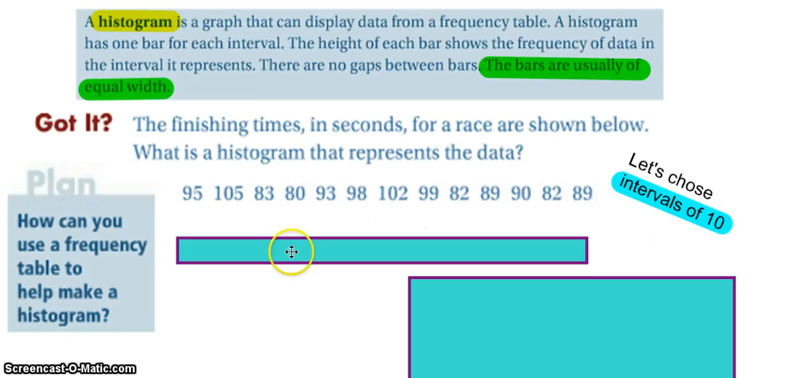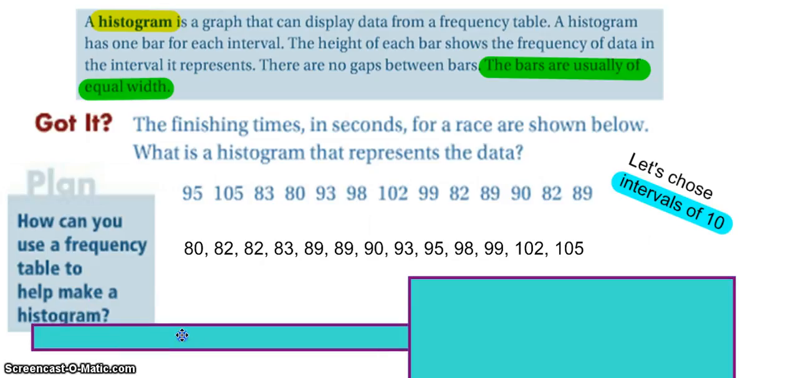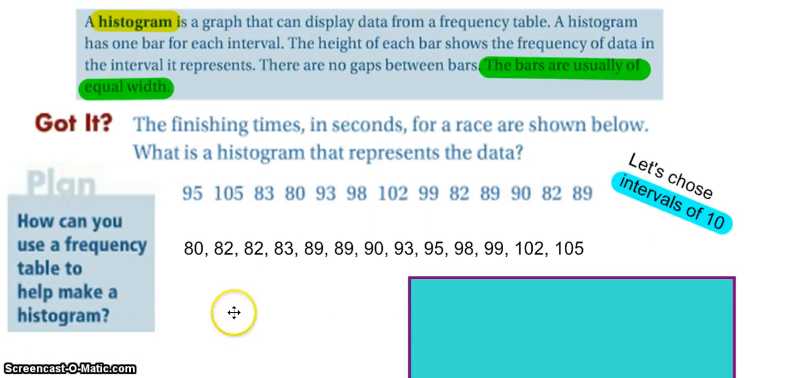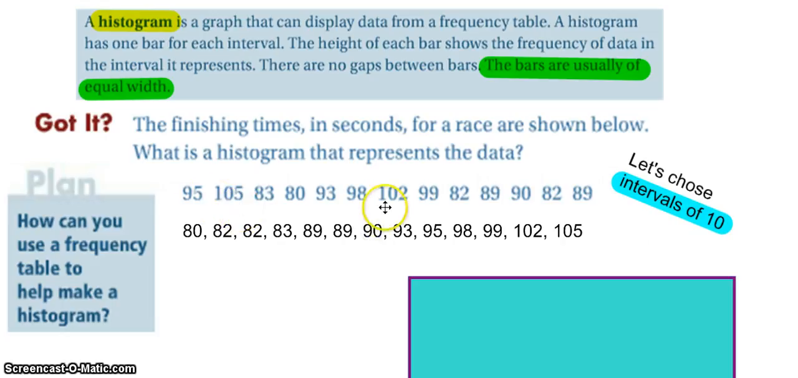Once my data is sorted, it is going to look just like this, and you always want to check and make sure that you have as many terms in your sorted data as were in the original. There were 13 terms up here, and there are 13 terms in my sorted data. And let's go ahead and choose a data interval of 10 for our histogram.